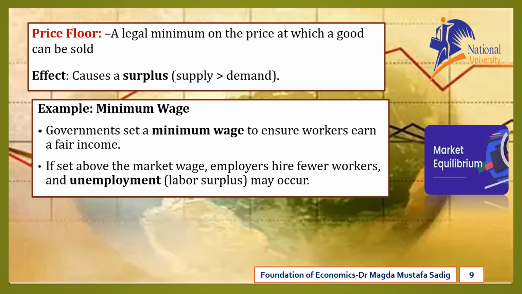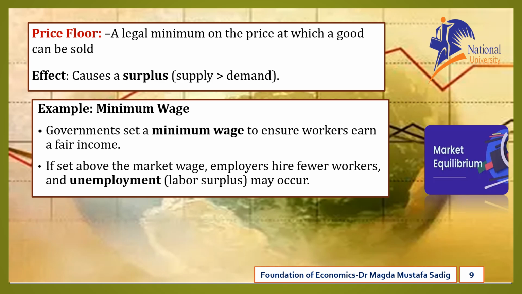Also, in a perfectly competitive labor market, the equilibrium wage and equilibrium quantity of labor are determined at the point where the demand for labor intersects the supply of labor. This intersection ensures that the number of workers firms want to hire equals the number of workers willing to work at that wage.